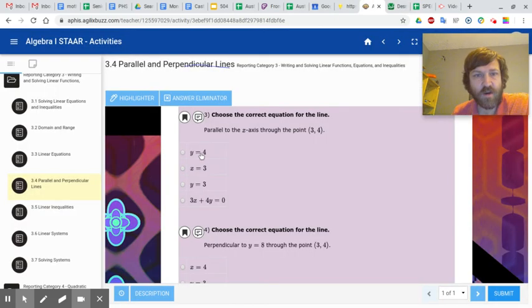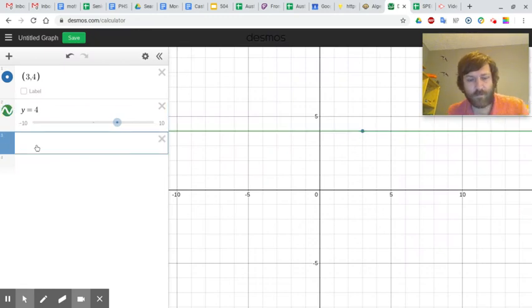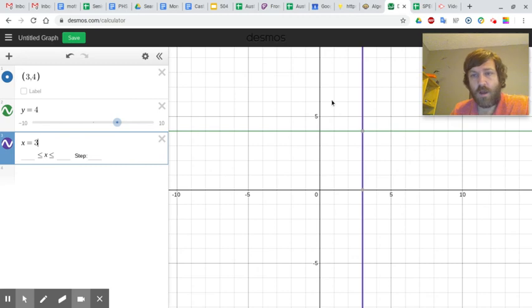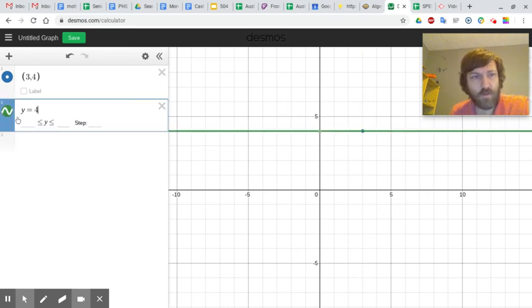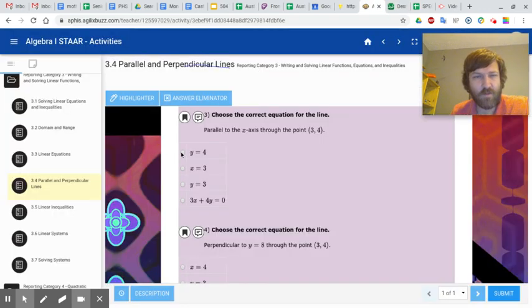Now, just for the sake of argument, I want you to see what x equals 3 looks like. So see, x equals means a line that goes up and down, so that would be perpendicular to the x-axis. But we know that we're looking for parallel, and it needs to cross through this point, and so it has to be y equals 4.